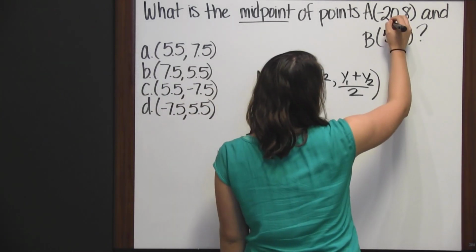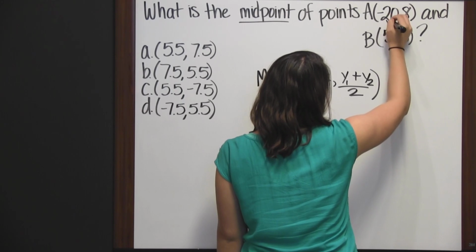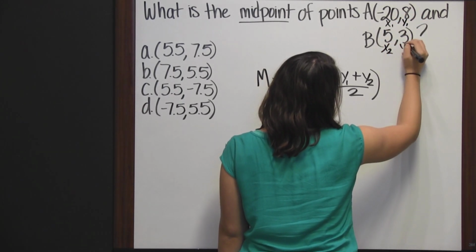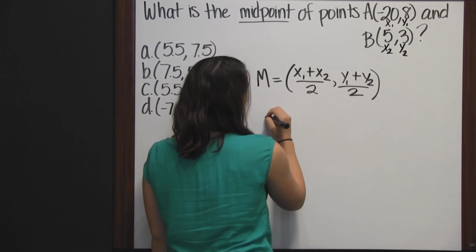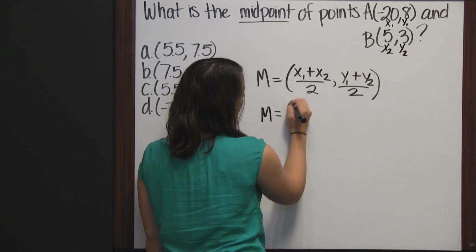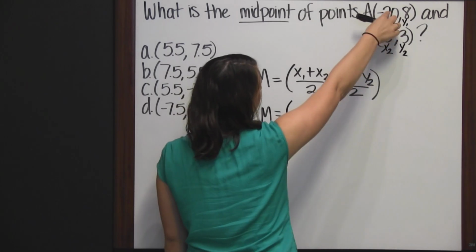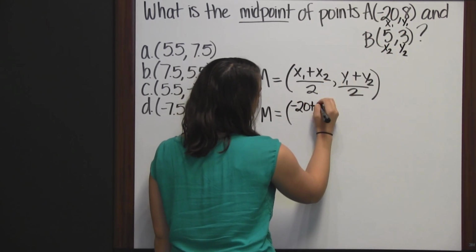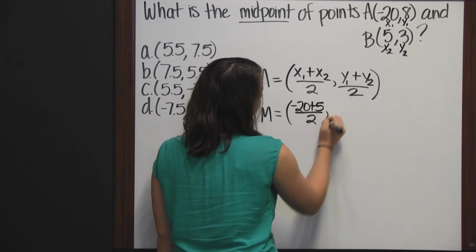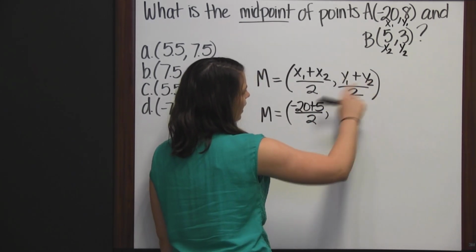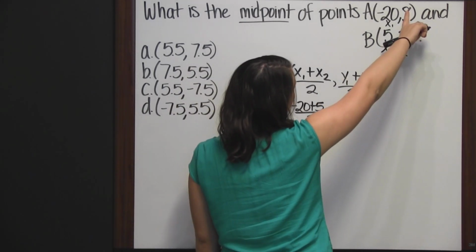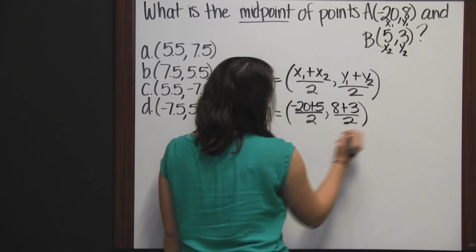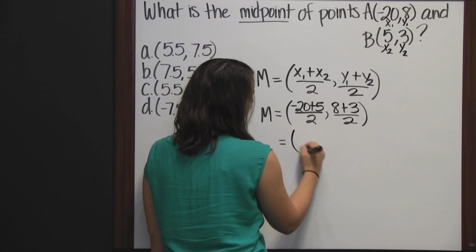So now I'm going to label my ordered pairs x1, y1, and x2, y2, so that now I can substitute. So my midpoint is x1 is negative 2 and x2 is 5. So negative 2 plus 5 divided by 2. And then I'll add my y's and divide by 2. So 8 plus 3 divided by 2. And now we just need to simplify.